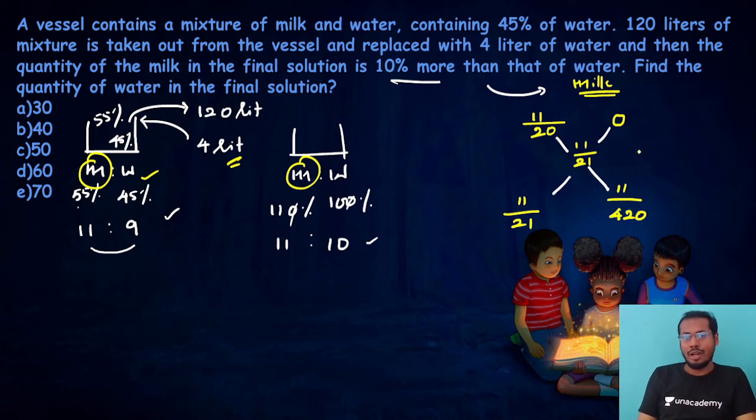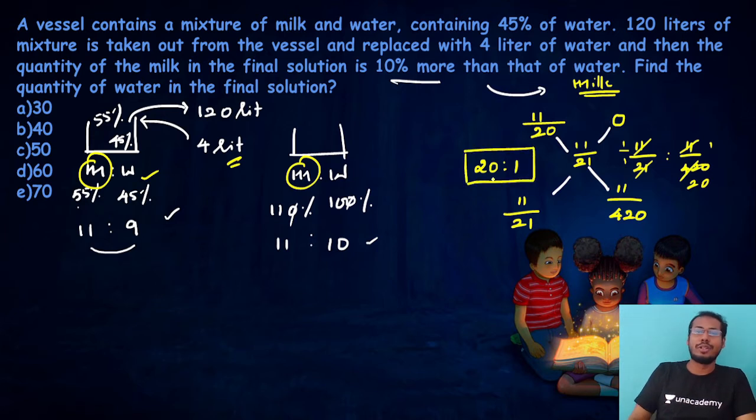So now I'm going to solve this ratio. Look at this. 11 by 21 is to 11 by 420. Can I cancel these two values? 21 and 420, look at this, 20 times, right? So 1 by 1, here 1 by 20. So 20 is to 1 is the final ratio. Keep this, we are going to use this. Okay, up to this, clear?